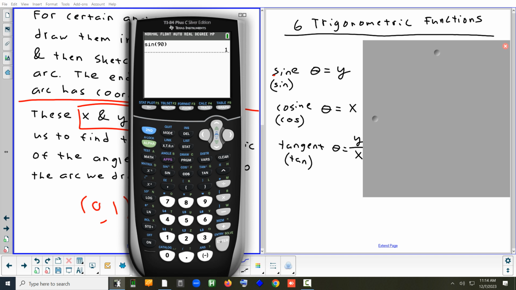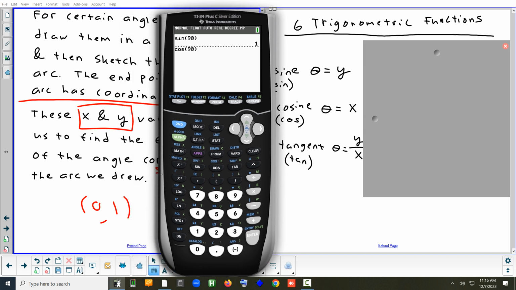Sine is the y value. Now, cosine is the x. So for 90 degrees, what's the x value in the coordinate for 90 degrees? Yep. The x value is 0. So that's why the cosine of 90 is 0. Now the tangent is when you take the y value and you divide by the x value. So what's the y value divided by the x value? It would be undefined, because you can't divide by 0. So the tangent of 90 is undefined.